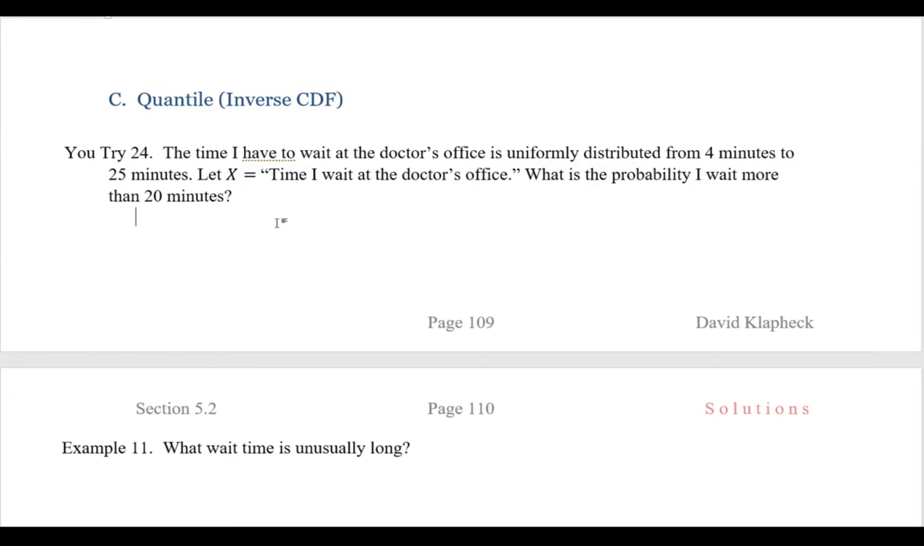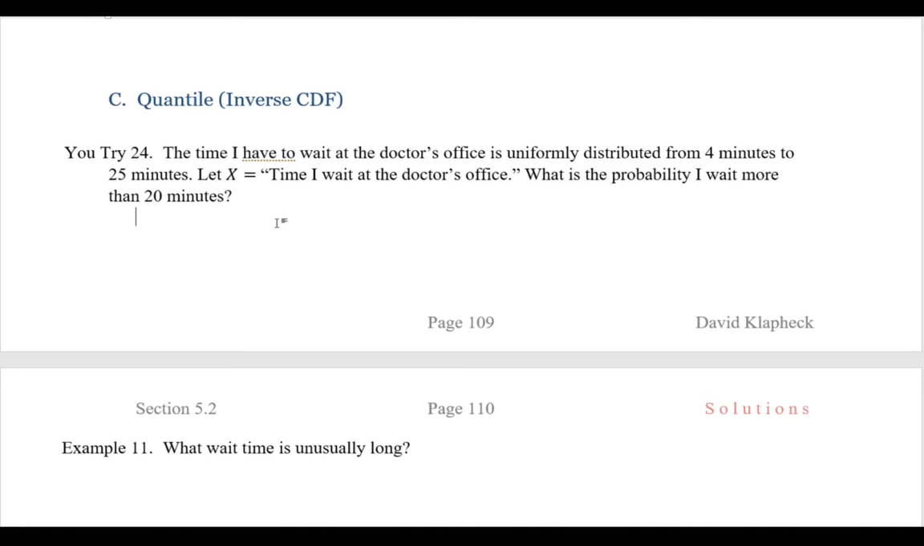In Part C, we'll be studying the inverse CDF of the uniform distribution. Quantile is also another term for this. We'll be given probabilities and try to find ranges of values that match that probability. First, though, let's go back to just finding the probability.